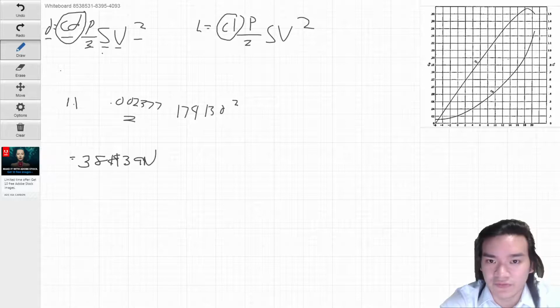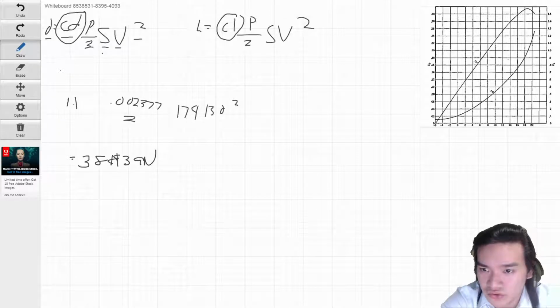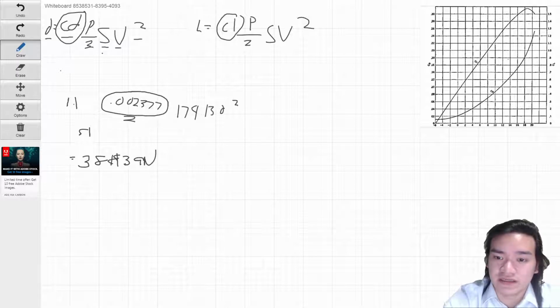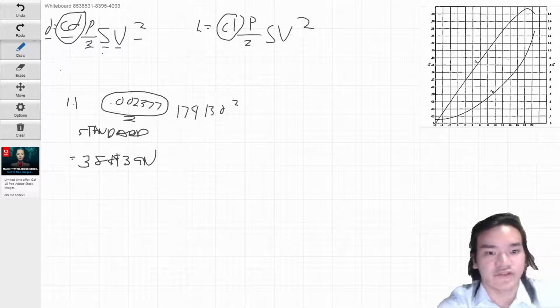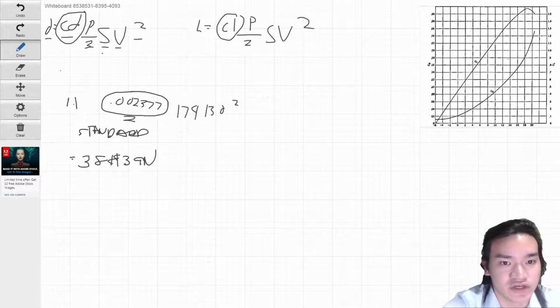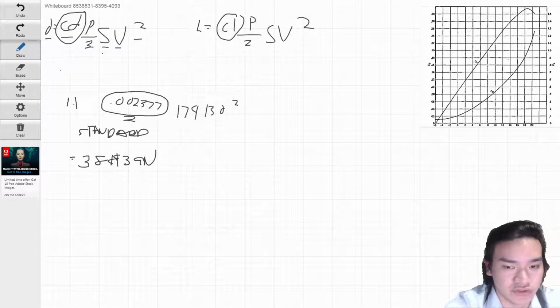The standard, we always use 0.002377 because that is the standard density at sea level. There are different airfoil charts, but for this one we use the Gottingen 398. There's also the C80 airfoil, the M6 airfoil, the RAF15 airfoil. So there are multiple airfoils we can use, but for now we use the Gottingen 398 airfoil.